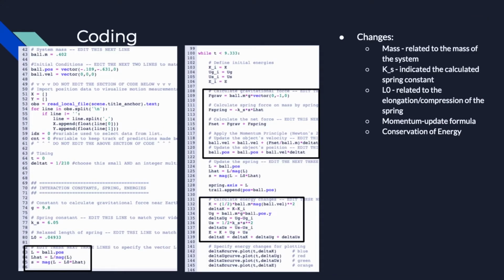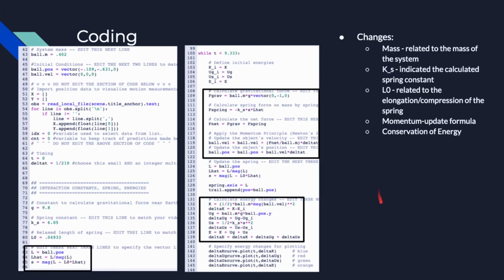According to the code, there's a lot of things that had changed, and there's the addition of energy and various forces. For instance, we had to change the mass of the system to accommodate the mass attached to the spring, which now is affected by gravity, and that's why gravity is included in the net force. Additionally, the spring constant was calculated, and the L naught was calculated, and that will change the predicted model and how the graph is displayed.